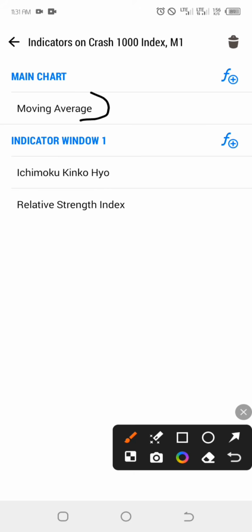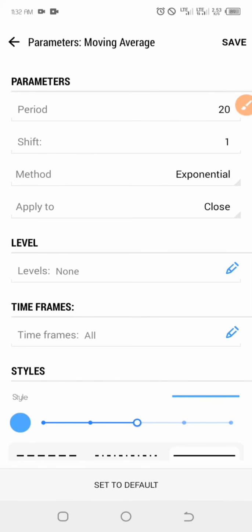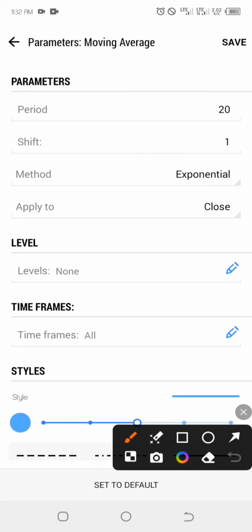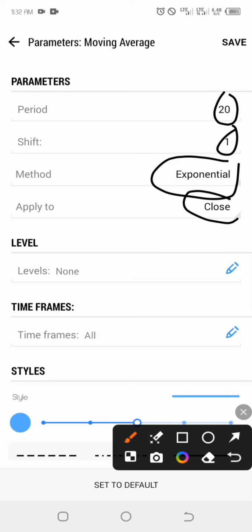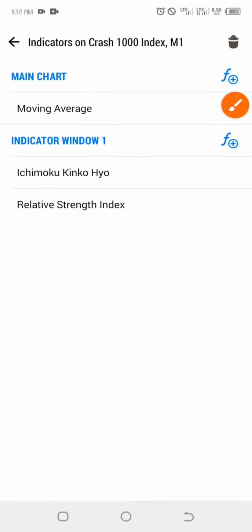So how do we go about this? You just click on this F icon at the top right corner, and then we search for our moving average and click on it. Now for the moving average, the period is 20, shift is 1, method is exponential, apply to close. For the style, choose any color of your choice, then click on save and you are going to have your moving average in your chart.